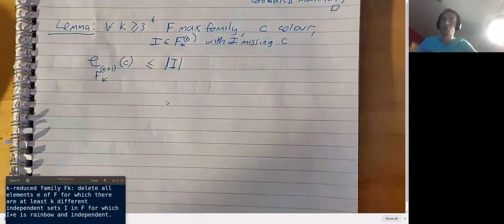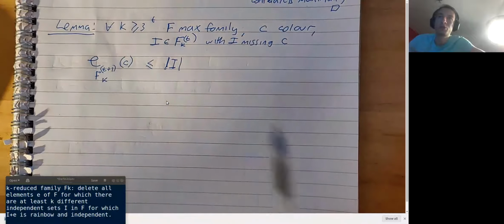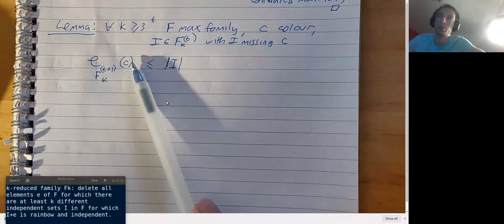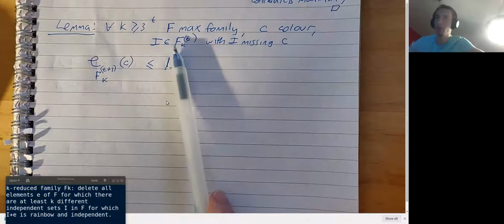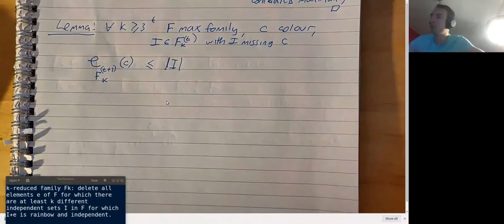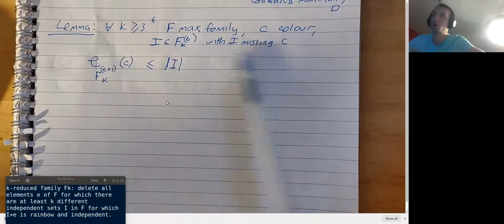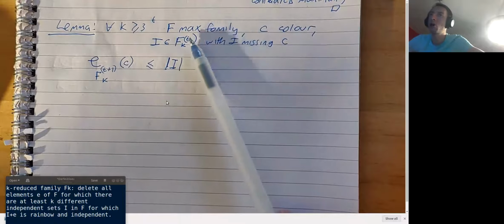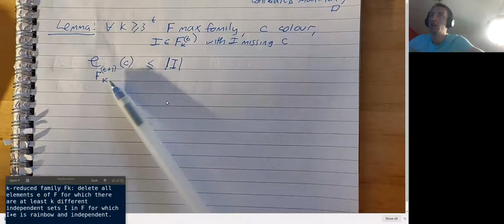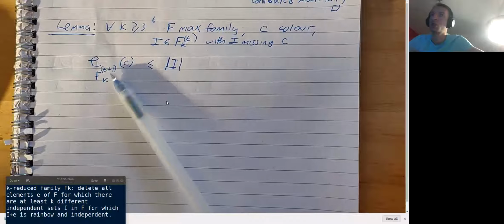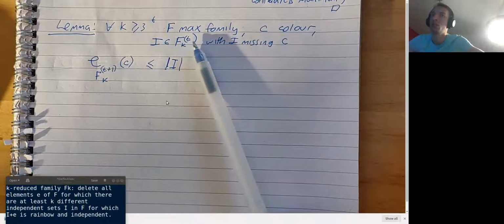Right, so it tells you that in the T plus first reduction, the color has fewer elements than this independent set you had. So the point of this lemma, you shouldn't really digest exactly how it's related to things, but it gives some kind of relationship between the number of elements you have when you reduce T plus 1 times and the number of elements you have when you reduce T times.